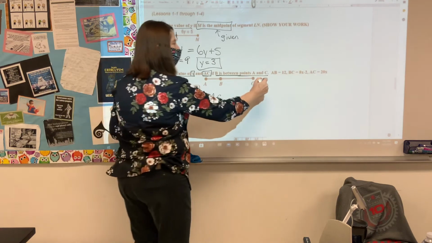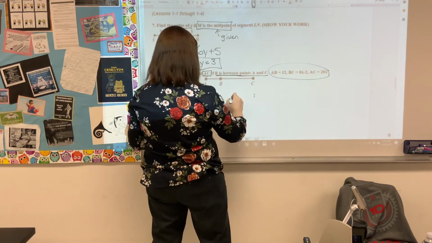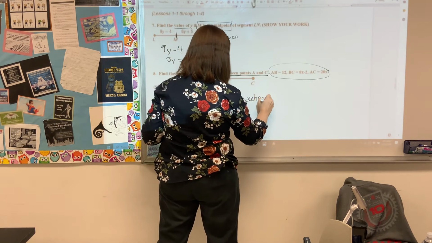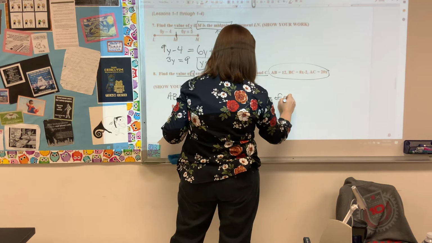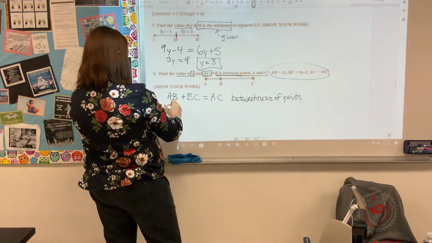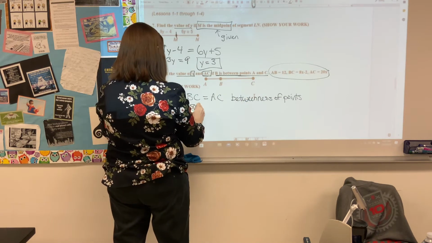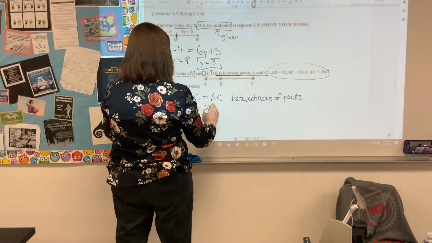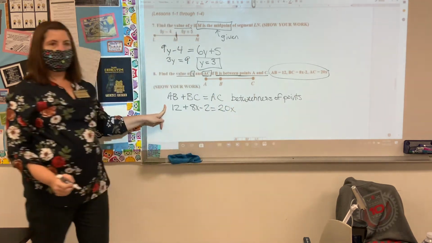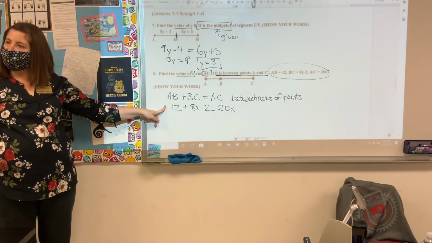So now I plug in everything else that they gave us. Okay, this is true because of betweenness of points. And now I just have to plug in the values. AB is 12. BC, 8x minus 2, and the whole thing equals 20x. Solve for x. That doesn't look so scary now.